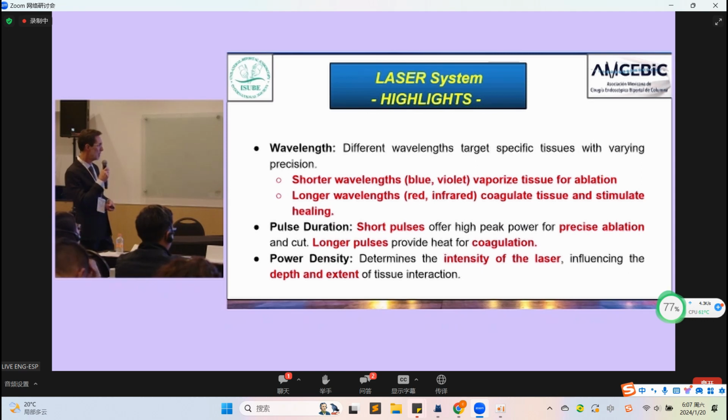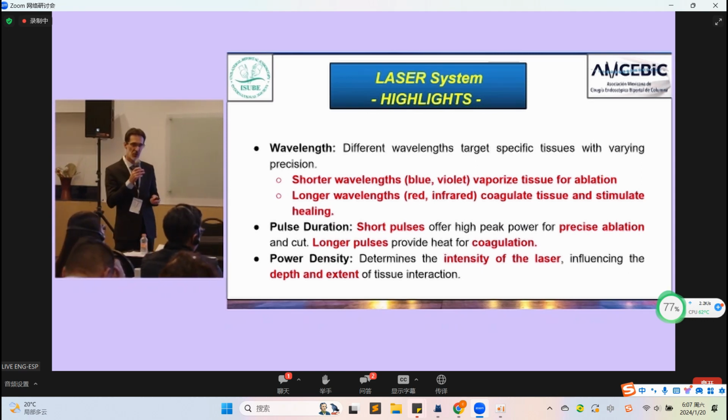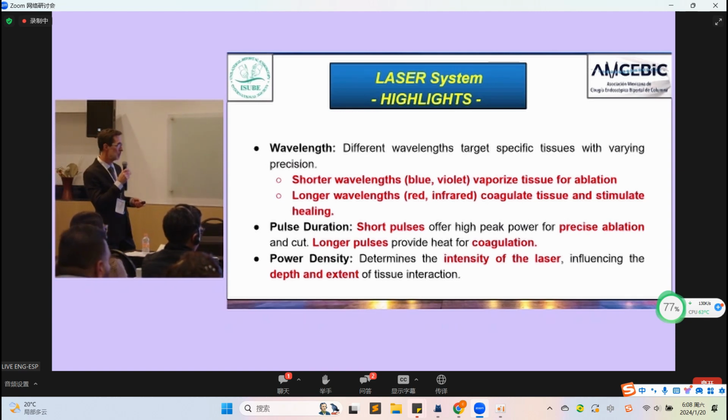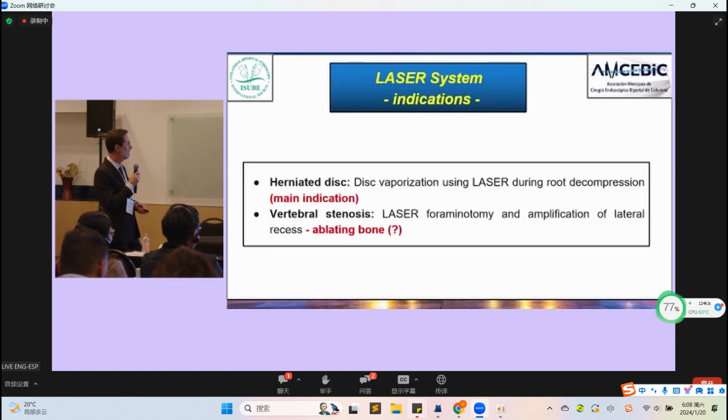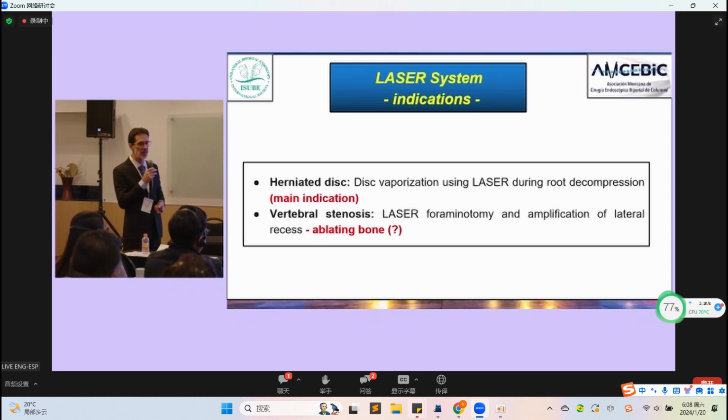Pulse duration is important because short pulses offer a high peak of power and are used for ablation, and long pulses provide heat for coagulation. The main indication is disc herniation, disc vaporization using laser, but there are some interesting indications, with some papers using laser for vertebral stenosis and bone ablation.